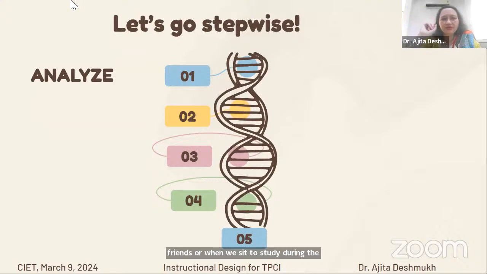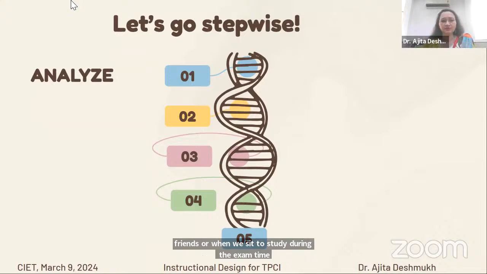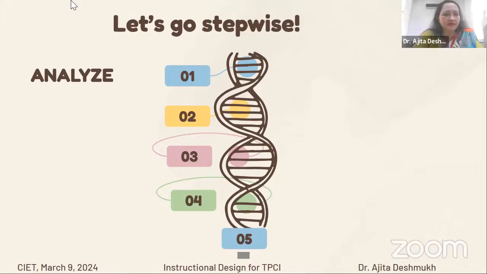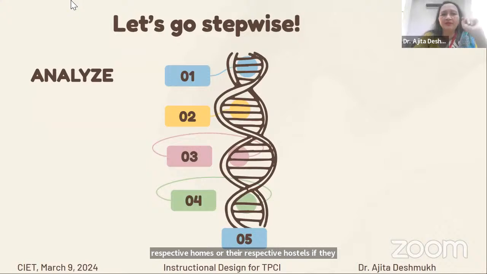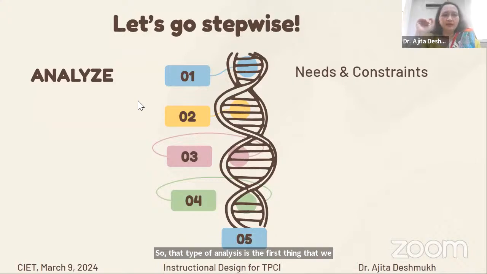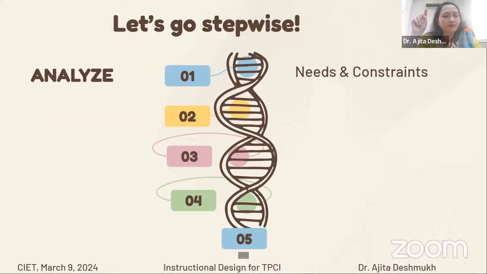So first we need to analyze what prerequisites our students need. Also, what is their level and the other situations in their respective homes or hostels, if they're staying at hostels and studying. So that type of analysis is the first thing that we need to know. This is also called need analysis. And we consider how people are going to learn.